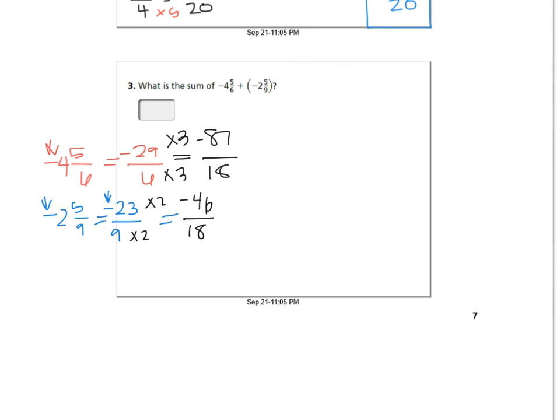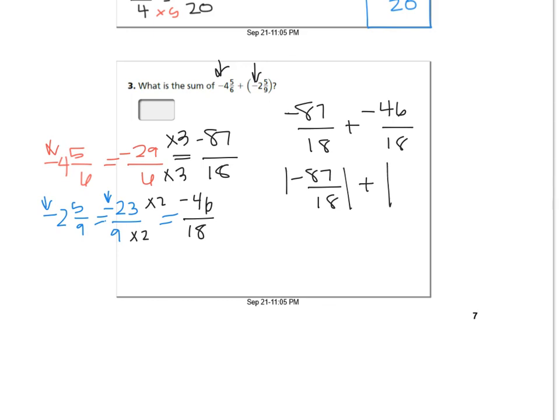We're working with some big numbers here, but luckily, if you notice in our original problem, they both have the same signs. So that means we just get to add the two together and then just give them the same sign. So we have negative 87/18 plus negative 46/18. The absolute value of negative 87/18. Doing the absolute value helps you to actually add and not worry about those signs until the very end.